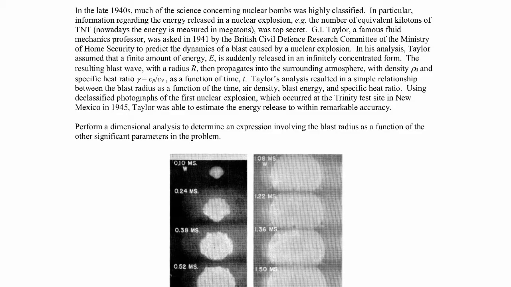Okay, this is a neat example, and it's based on real life. Back in the 1940s, as you might imagine, the science on nuclear bombs was pretty classified. There wasn't much public information given, and in particular, information regarding the energy released during a nuclear explosion wasn't available. What I mean by that is the number of equivalent kilotons of TNT that a nuclear bomb generated when it exploded.